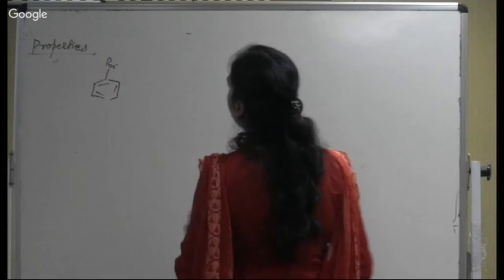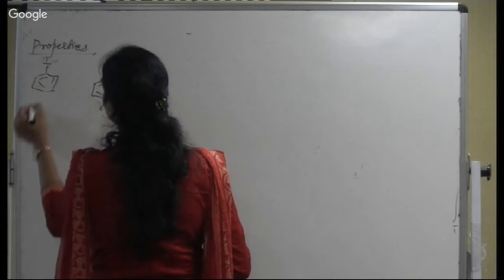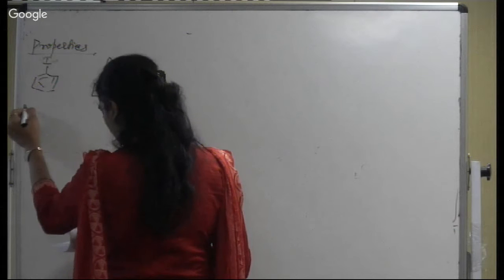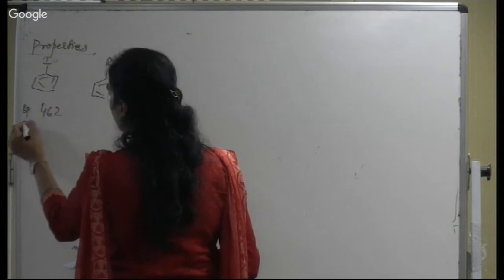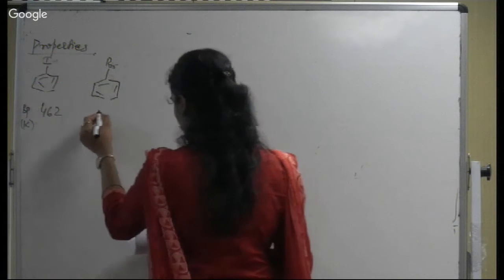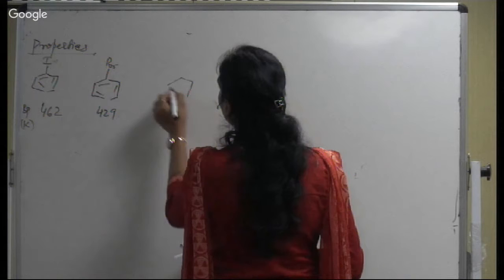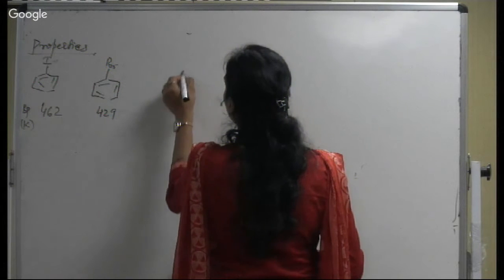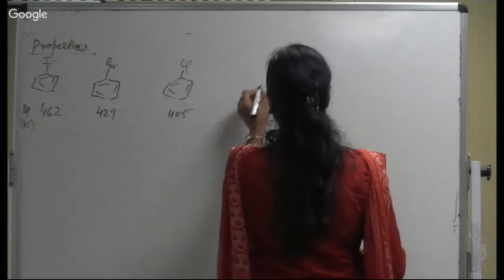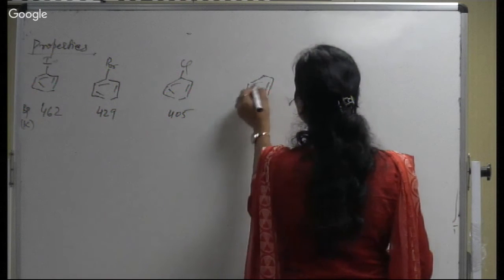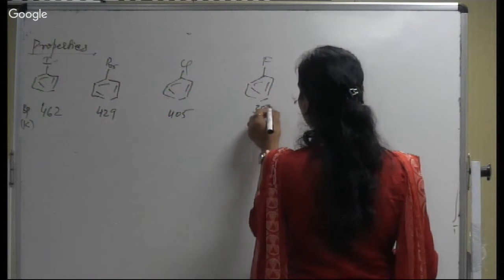If you compare different aryl halides, I'm talking about the boiling point range. For iodo, it is 462, in Kelvin. For bromo, it is 429. For chloro, it is 405. And for fluoro, it is 358.